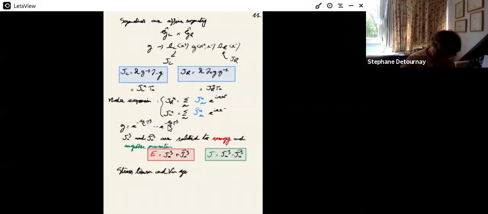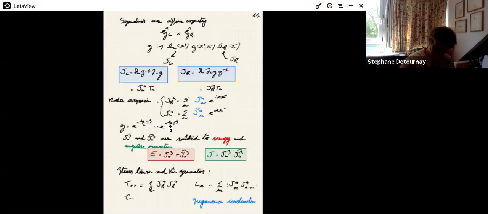The stress tensor and Virasoro generators are given as follows. For the holomorphic component of the stress tensor, T plus plus, it's something like the product of J and J, and we have a similar expression for T minus minus. And the Virasoro generators are also expressed as a quadratic combination of the current modes. This is called the Sugawara construction.